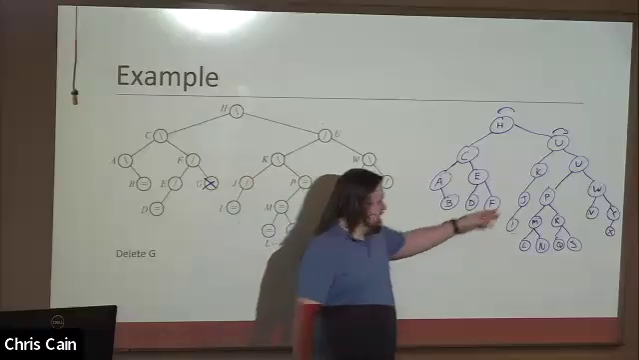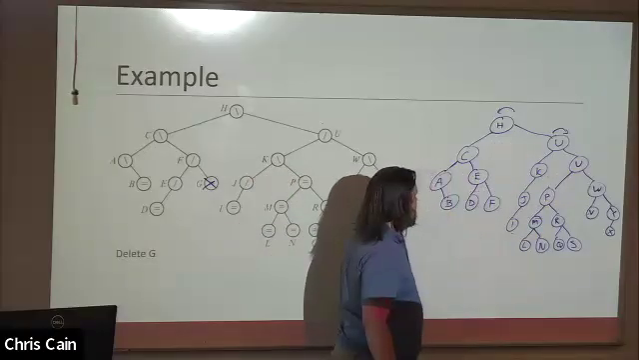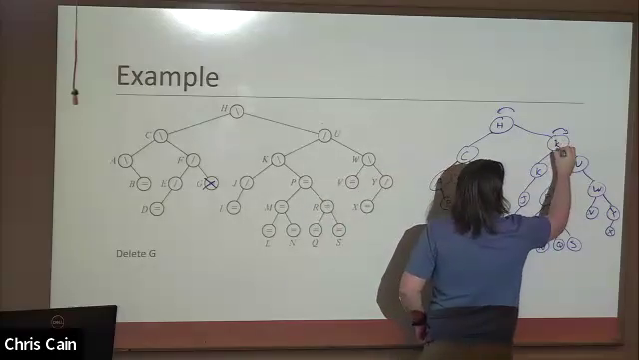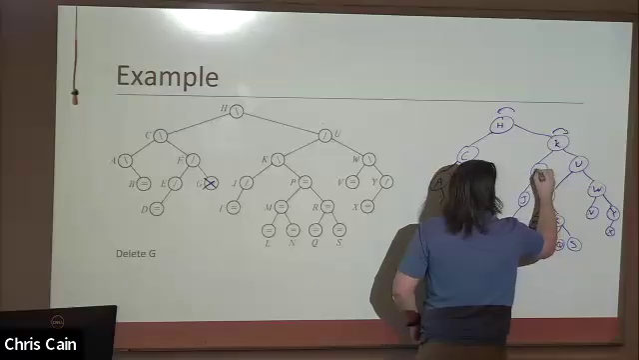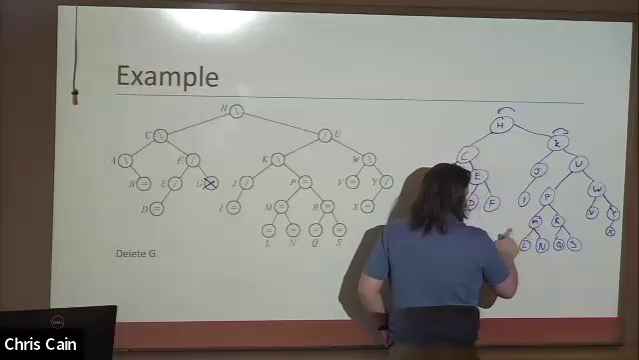But now the deep problem is on the right side. So it's created a right of right problem. So now we bring up K. Now we bring up J. Now we bring up I. And this node goes away.